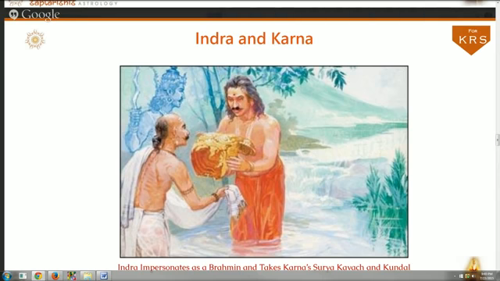And as a Brahmin, Indra comes and asks for his Surya Kavach and his kundals. And Karna gives it without even batting an eyelid, even though he knows that the person standing in front of him is an imposter or impersonator. That is the greatness of Karna. And that changed the entire dynamics of the Mahabharata.